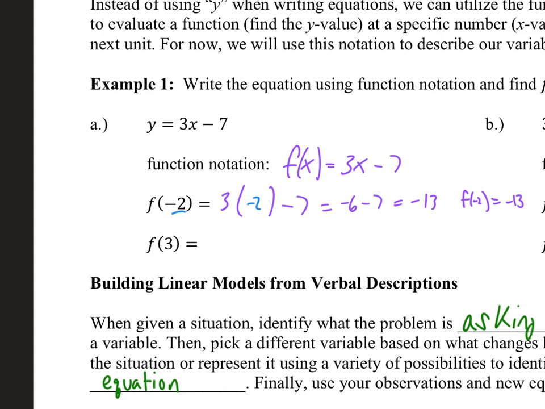Same thing on the next one. Replacing the x in function f with 3, there'd be 3 times 3 minus 7, which of course is 9 minus 7, which is 2. So you'd say that f of 3 equals 2.